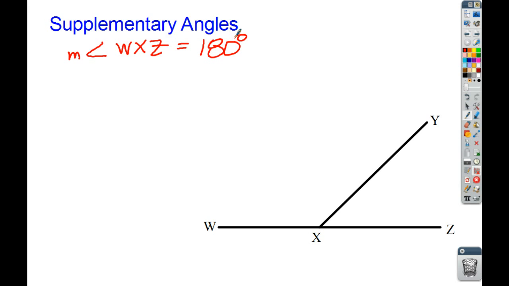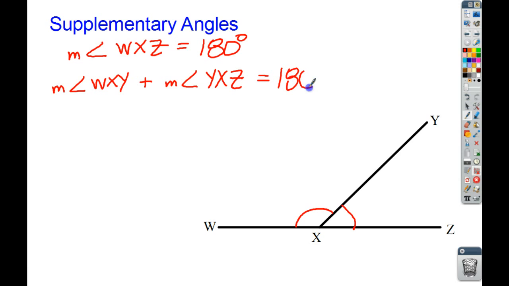And so then what I'm going to do is, if I create this new line, if I do X and I put this point out here, Y, now I'm going to split it up into this angle here and this angle here. So then what I can say is the measure of angle WXY, and if I add that to this angle YXZ, the measure of angle YXZ, together those make 180 degrees. These are supplementary angles, because together they make a straight line.